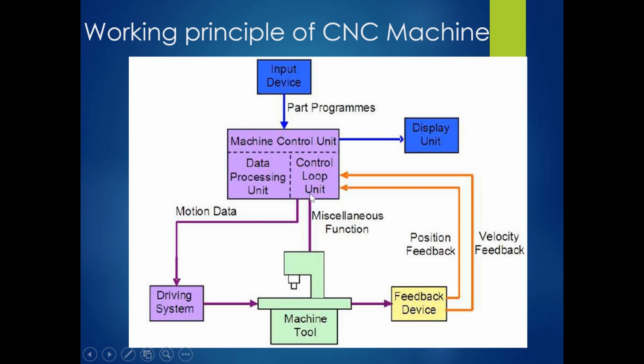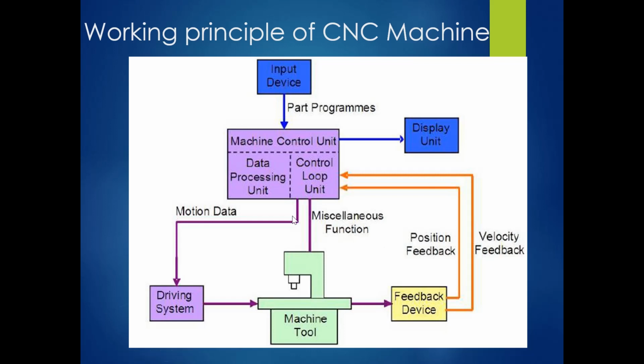Depending on this feedback, the actions will be taken and again the motion data and the miscellaneous functions will be applied to the driving system over here and then to the machine tools. So this is the feedback loop in which the CNC machine is working. So this is the main working principle of CNC machines.